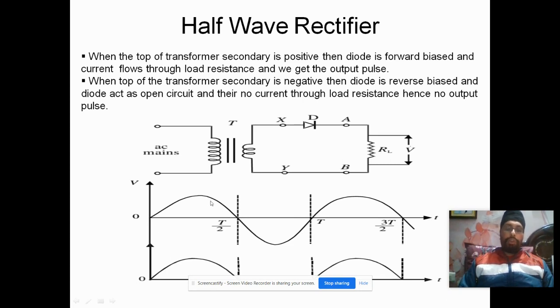So it means half of the complete input wave is converted into, or going through, the output. That's why it is called a half wave rectifier. And this is unidirectional, meaning there are no negative cycles in the output. It is half wave because half of the input wave is going through the output.